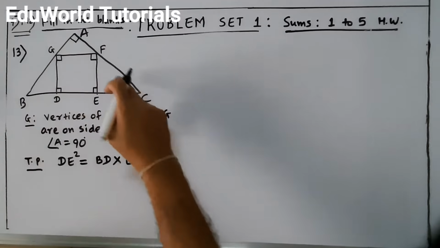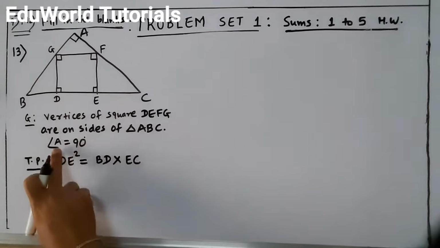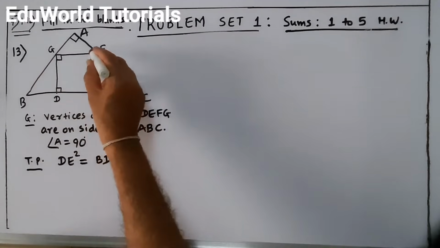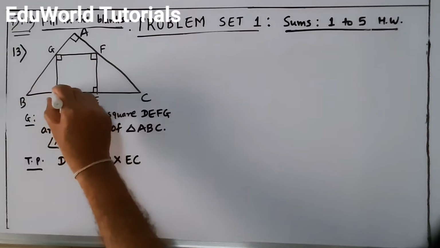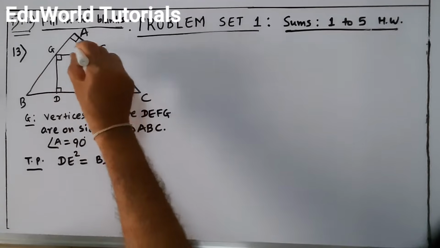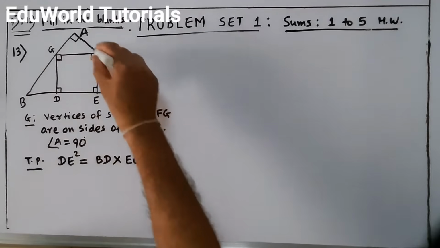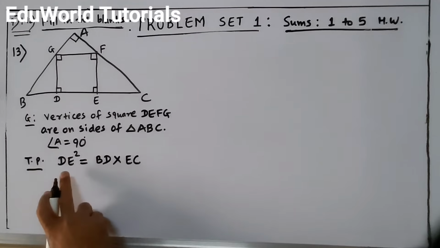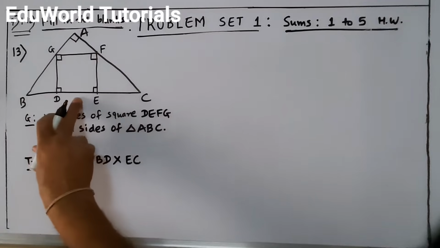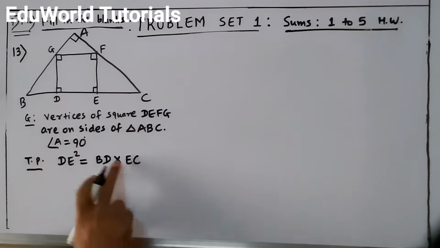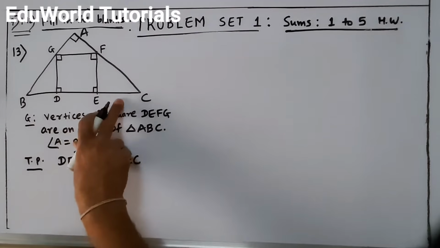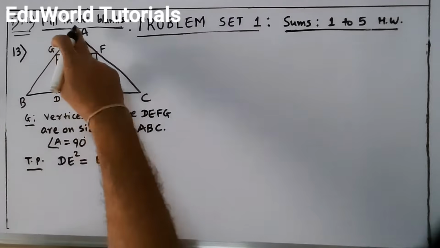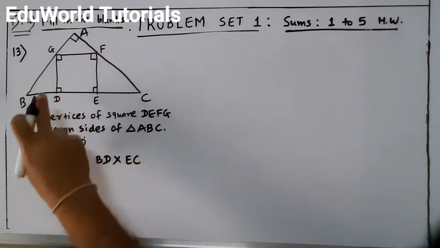Triangle ABC is there with angle A of 90 degrees. Square DEFG is such that all vertices D, E, F, G lie on the sides of the triangle ABC. This is given. We have to prove that the square of DE is equal to BD into EC. BD into EC. All are parts of the hypotenuse BC of right angle triangle ABC.